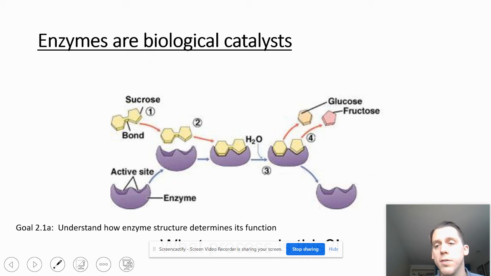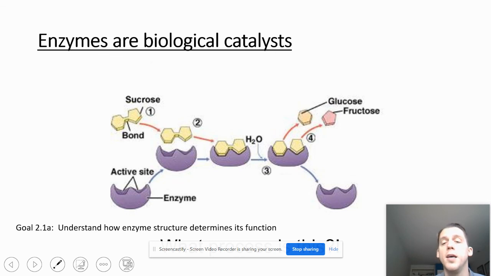Only sucrose can fit in this enzyme. Other things cannot fit in. The enzyme sucrase is specific to sucrose. The enzyme is going to place a lot of pressure on that bond, and it's going to break sucrose up into its two parts, which are then going to leave.